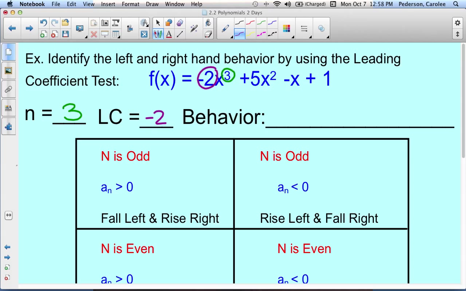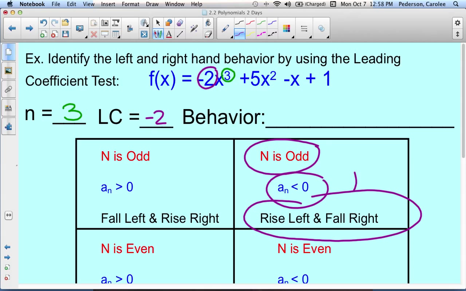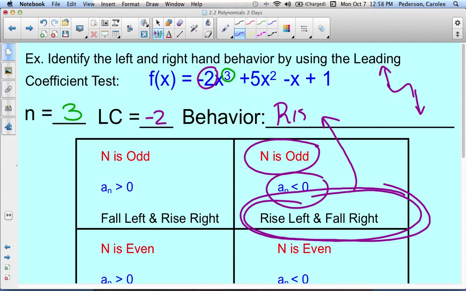You should kind of have this box memorized, but I'm just going to quickly show you which one it is. Our degree is odd, and our leading coefficient is negative. So that tells me I'm going to rise on the left and fall on the right. So I'm rising this way, and I'm falling this way, and then something kind of happens in the middle. So you'd write down your answer, what I've circled here in the purple. Rise left and fall on the right. This is what we call the end behavior of a graph.